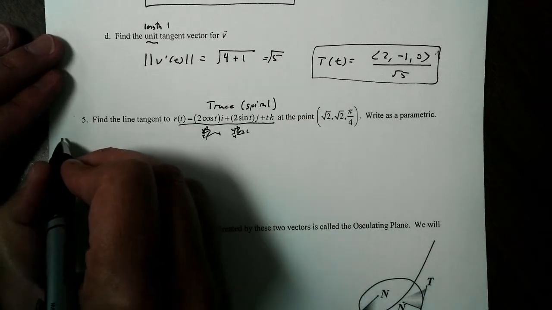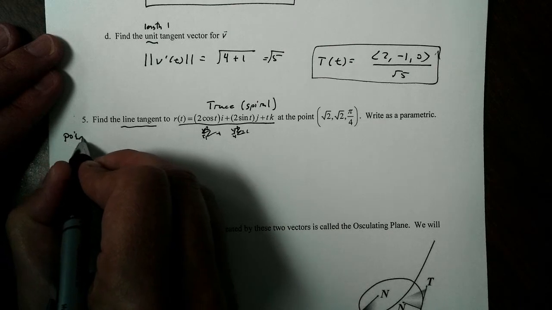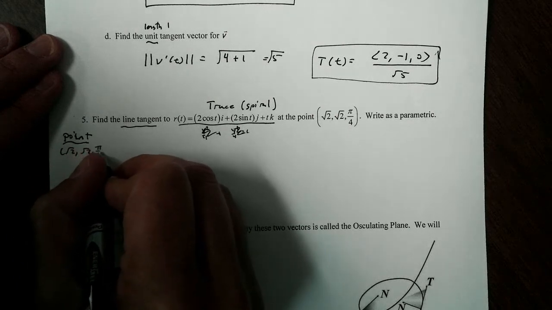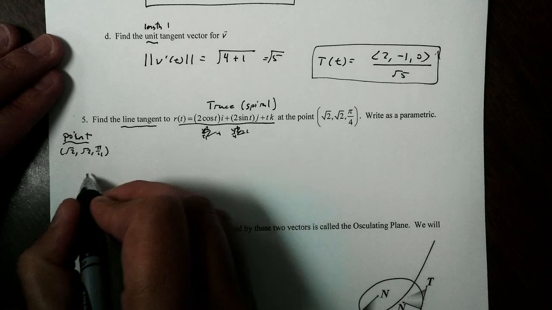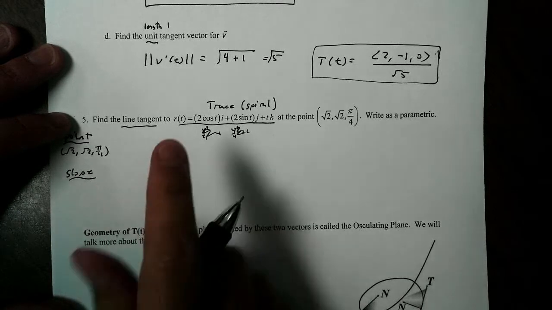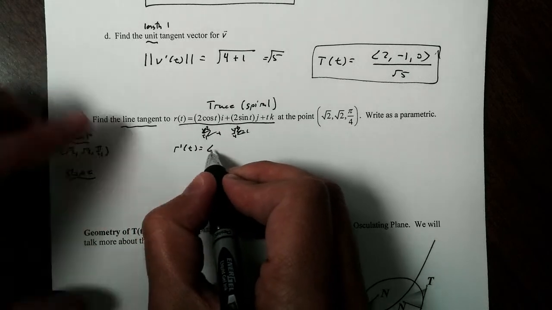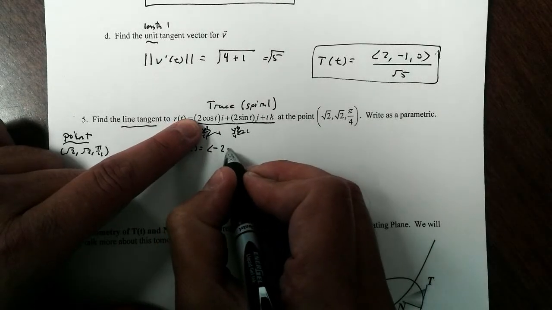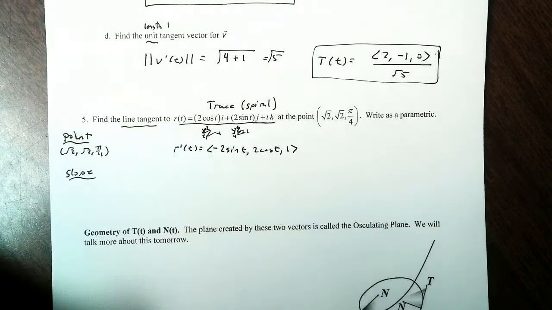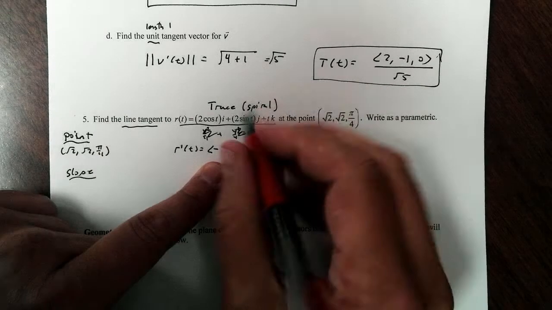So of course, the first thing we need to write any tangent line is a point. And they gave us that: root 2, pi over 4. Well, we also need the slope of the graph. How do we get the slope of the graph? Well, we have to look at the derivative. So I'm going to take r prime of t, and that's going to become negative 2 sine t, 2 cosine t, 1. So there's my derivative. But if you notice, the derivative is in terms of t.